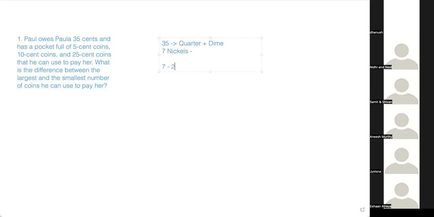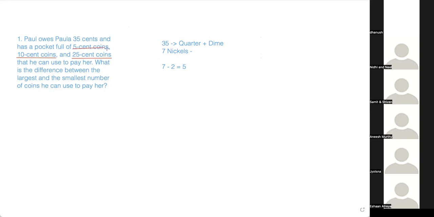Okay, good. Yeah, so this was an easier one. We wanted to have a total of 35 cents. And what are the choices of coins you can use? So for the smallest number of coins, you can use 1 25-cent coin, a quarter, and 1 10-cent dime. Or to use the maximum coins, you want to use the smallest one.